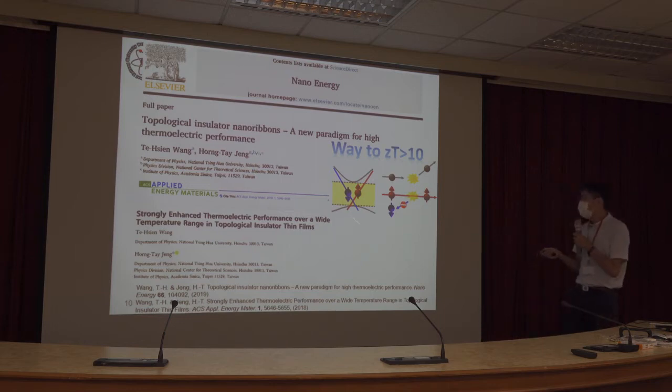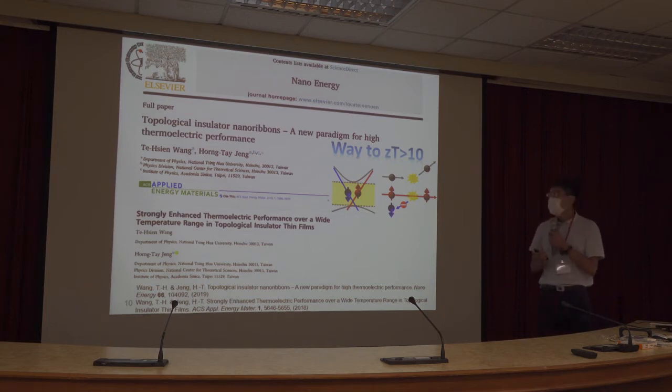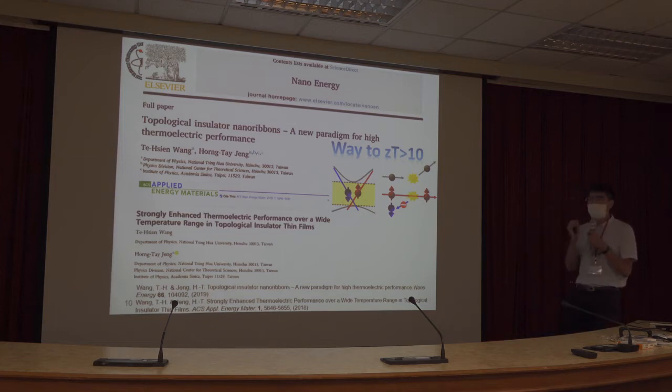And this is our table of contents figure in our Nano Energy article. In this article, we predict that the two-dimensional topological insulator nanoribbon can have ZT larger than 10. I think ZT larger than 10 is quite a crazy number. Even though it's a crazy number, all three reviewers of Nano Energy gave us positive comments, which means they all agree that our prediction is reasonable. And I hope in the future we can experimentally verify our theory.